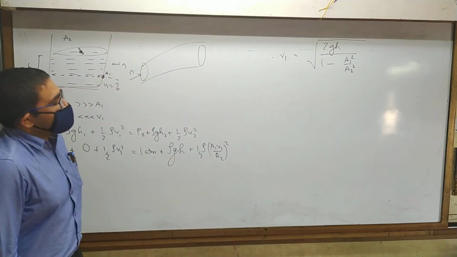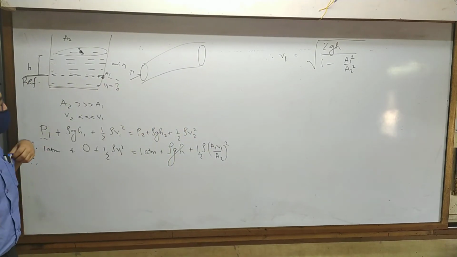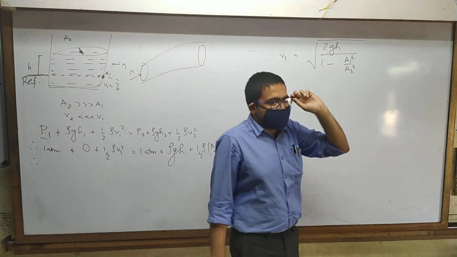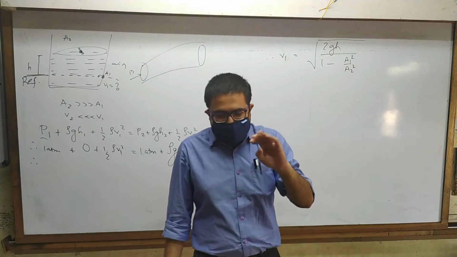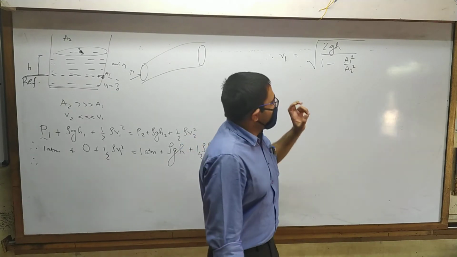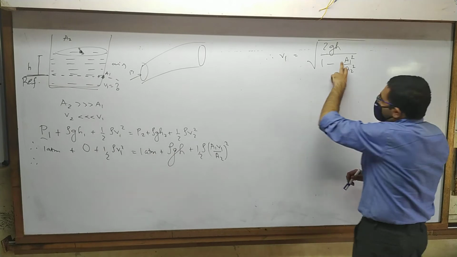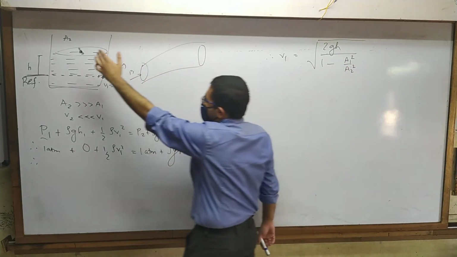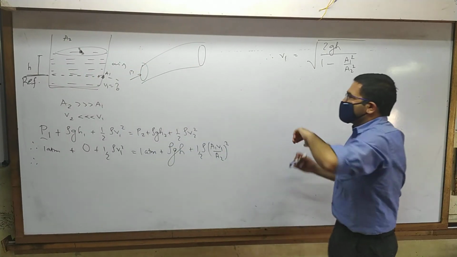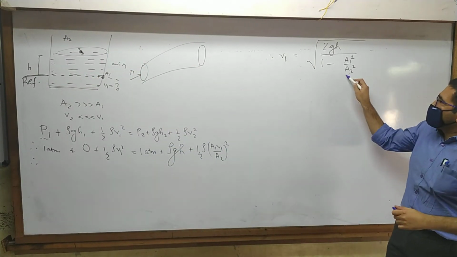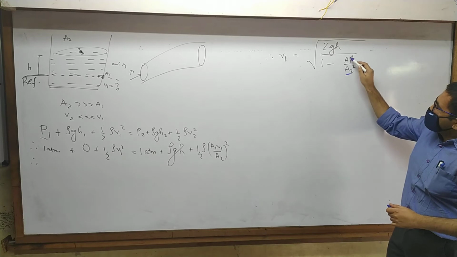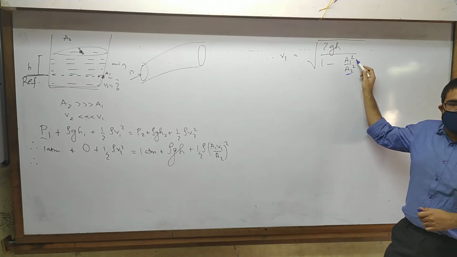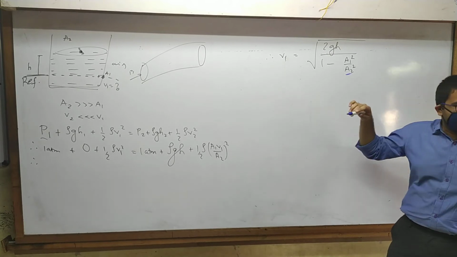Okay, so this is Torricelli's law. Now, sometimes people find it tough to remember. I have two ways. One is to use common sense. Suppose by mistake you put A2 as the smaller area. Then when you divide a bigger number by a smaller number, you are going to get a value bigger than 1, correct or not?